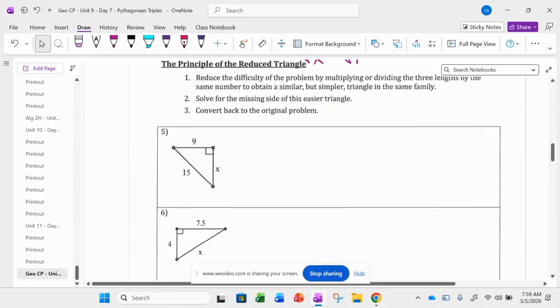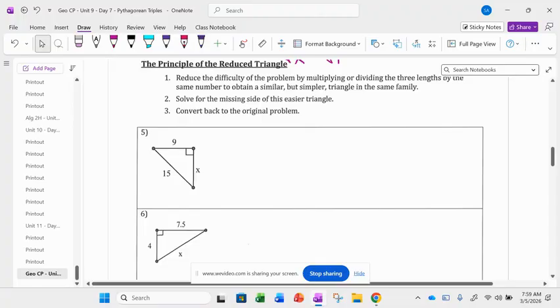So let's keep going. Now we're going to add something else to the Pythagorean theorem. In certain scenarios, like number 6, would you want to do the Pythagorean theorem on a decimal? No, you wouldn't. So what we can do is take this triangle and multiply it or divide it to make it into a similar triangle to make our numbers easier. And I'll show you how to do that.